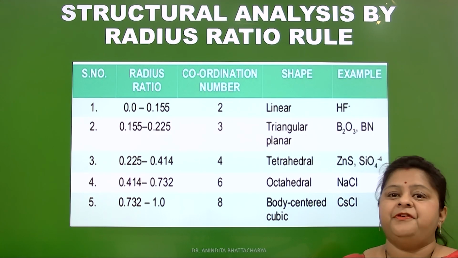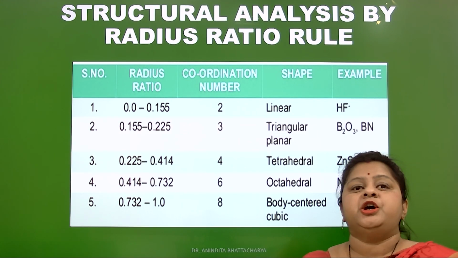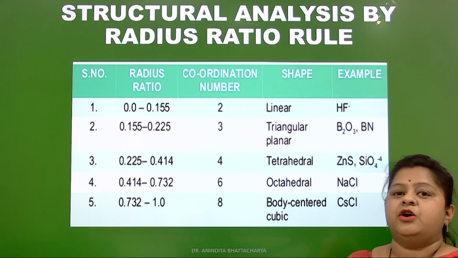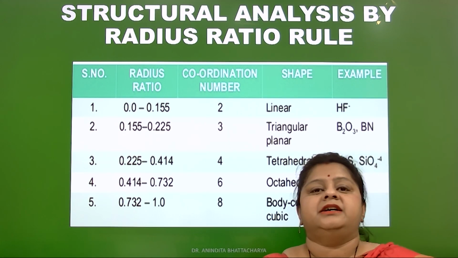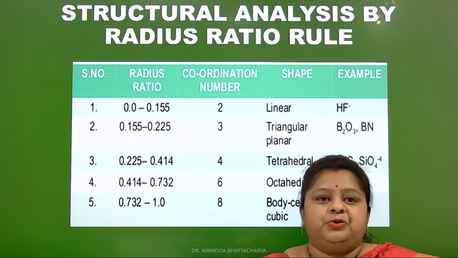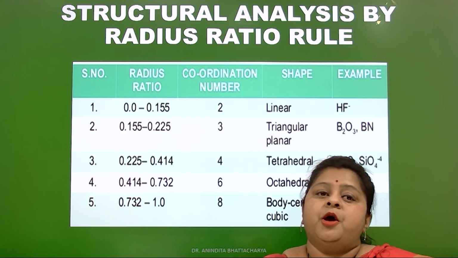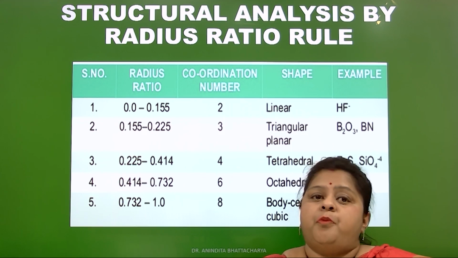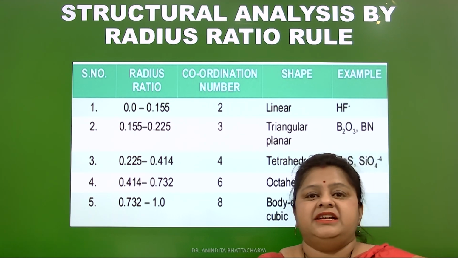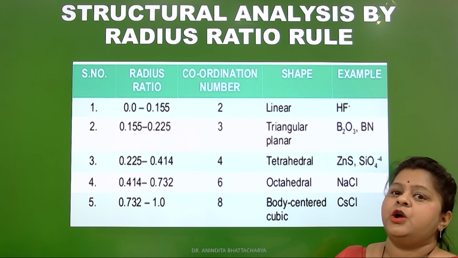Then if it ranges from 0.155 to 0.225, the coordination number is 3 and it is triangular planar, and the example will be BN or B2O3. If the radius ratio ranges from 0.225 to 0.414, then the coordination number is 4 and it will be tetrahedral like your ZnS and SiO4.